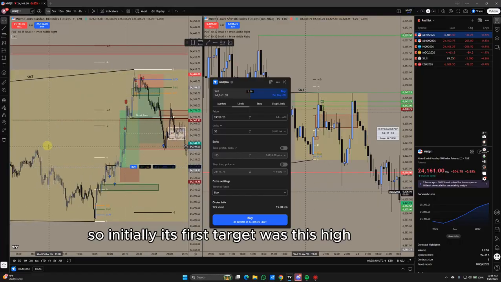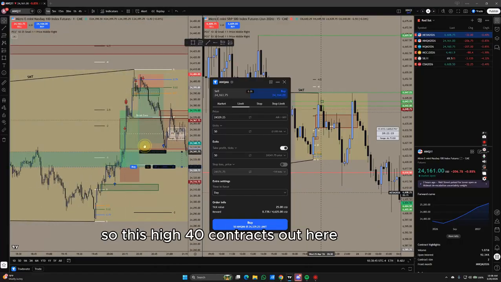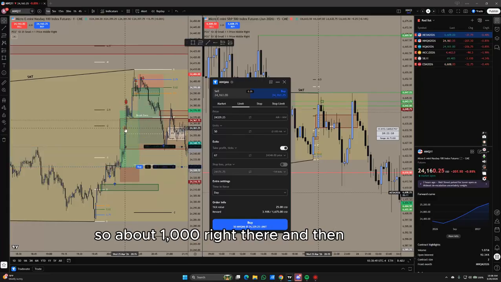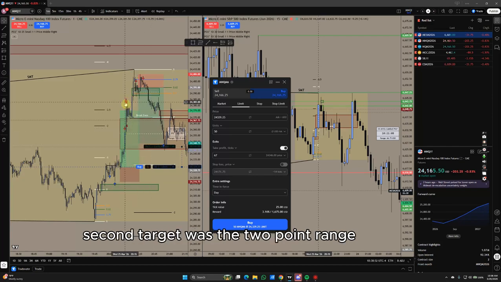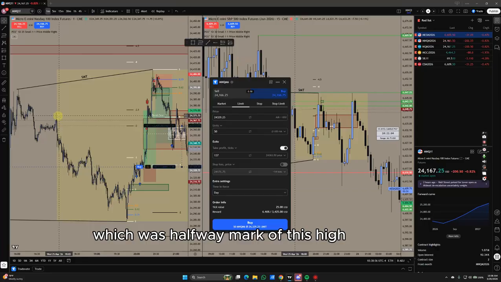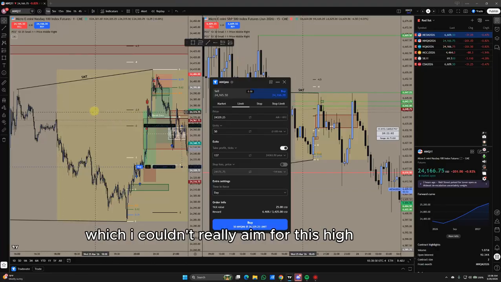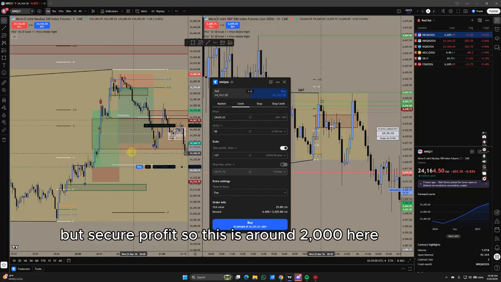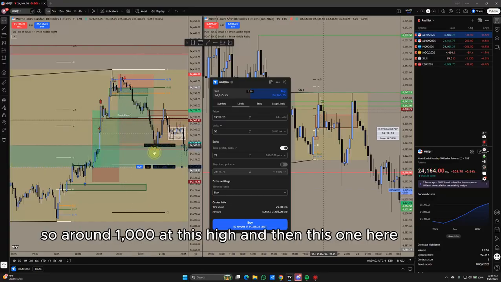So initially its first target was this high. So this high, 40 contracts out here. So about 1,000 right there. And then the second target was the 2-point range, which was the halfway mark of this high, which I couldn't really aim for this high, but secured profit. So this is around 2,000 here. So around 1,000 at this high and then this one here.